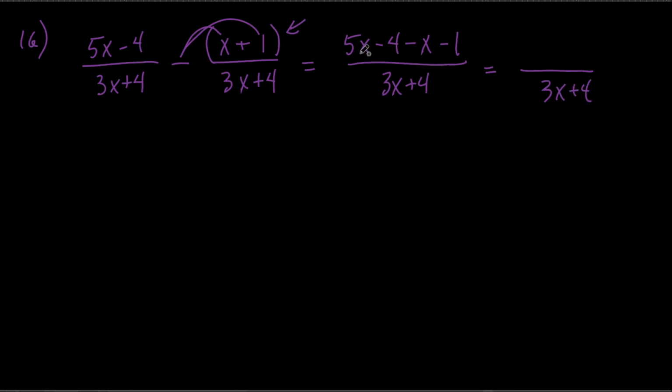Let's see what we get. Let's add up some like terms. 5x minus x, which is 4x. And then negative 4 minus 1 is negative 5. And then that's it.